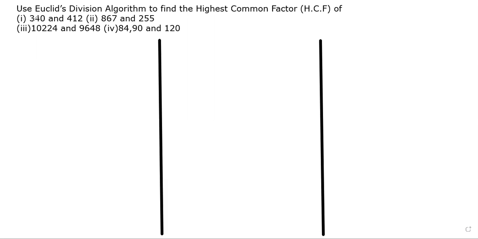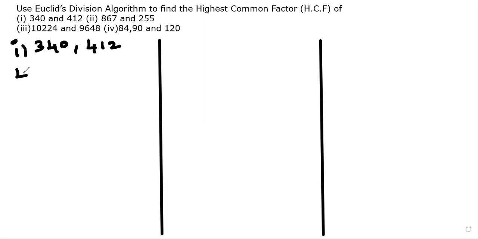So the question is given: use Euclid's division algorithm to find the highest common factor of 340 and 412, 867 and 255, 10,224 and 9,648, 84, 90, 120. So I'm going to do the first problem. What is the first problem given? It is 340 and 412.